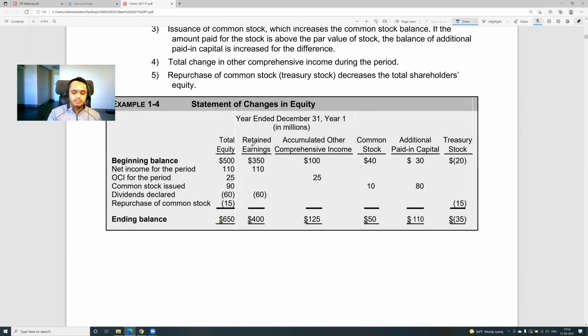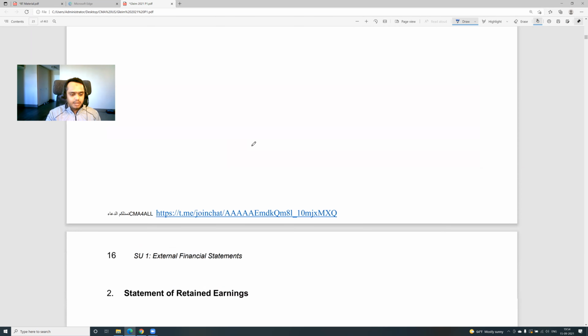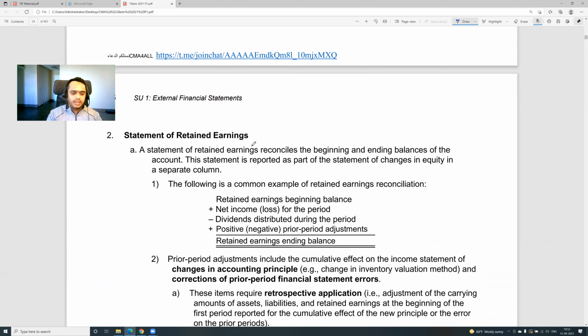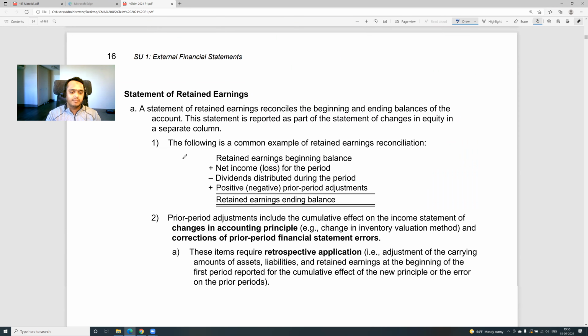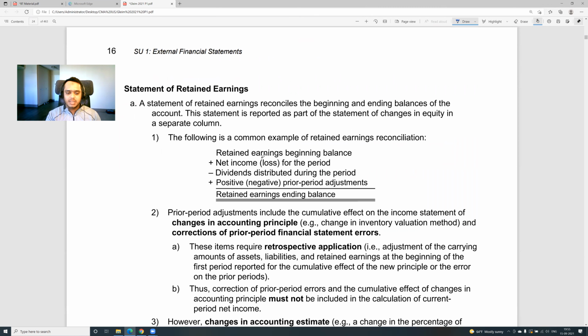That's it. Okay. Then moving forward, statement of retained earnings. A statement of retained earnings reconciles the beginning and ending balances of the account. The statement is reported as part of the statement of changes in equity in a separate column. You can see here. A common example of retained earnings reconciliation: retained earnings beginning balance plus net income or loss for the period minus dividends distributed during the period plus positive or negative prior period adjustments. In short, your retained earnings ending balance is done.